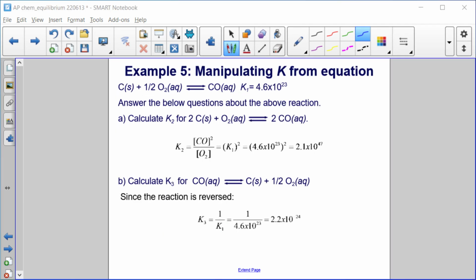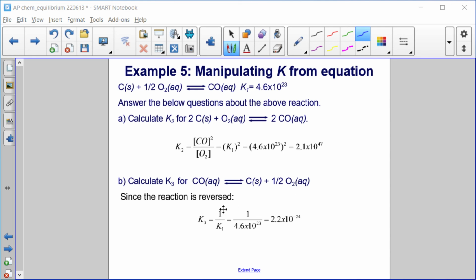So I went over parts A and B in detail on the previous slide. So you can go back and watch that if you want to, but just as a reminder, to calculate K2, just take the value of K1 and square it, because the difference in these two reactions is we've just multiplied the top reaction by a factor of 2, which exponentially changes the value of K by that same amount. And we get 2.1 times 10 to the minus 47.